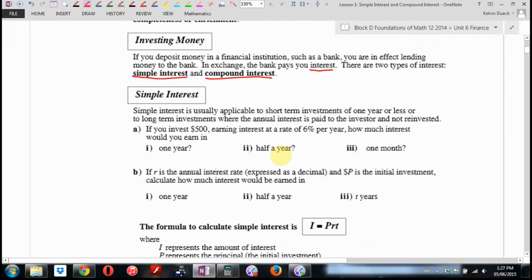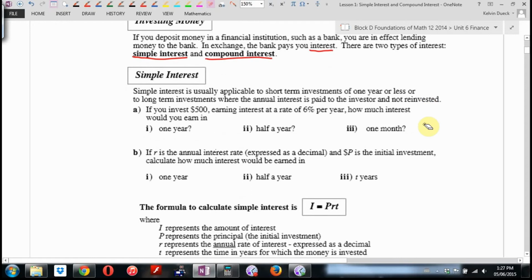Simple interest is usually applicable to short-term investments of 1 year or less. Or honestly, if you're loaning money to a friend or borrowing money from a friend, they might charge you simple interest. Or to long-term investments where the annual interest is paid to the investor and not reinvested. And it goes like this. This is going to be Math 8.